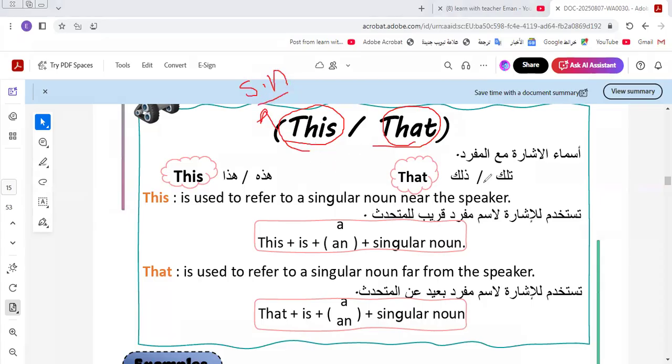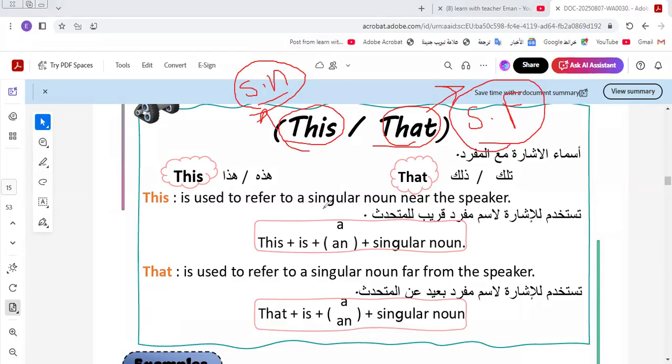When I point to something that's far from me, I say that. So here it will be singular, but not near. It will be far. So here it will be singular far and singular near. Okay, these are the symbols of singular near and singular far. Okay, let's go on to learn more about these demonstratives.